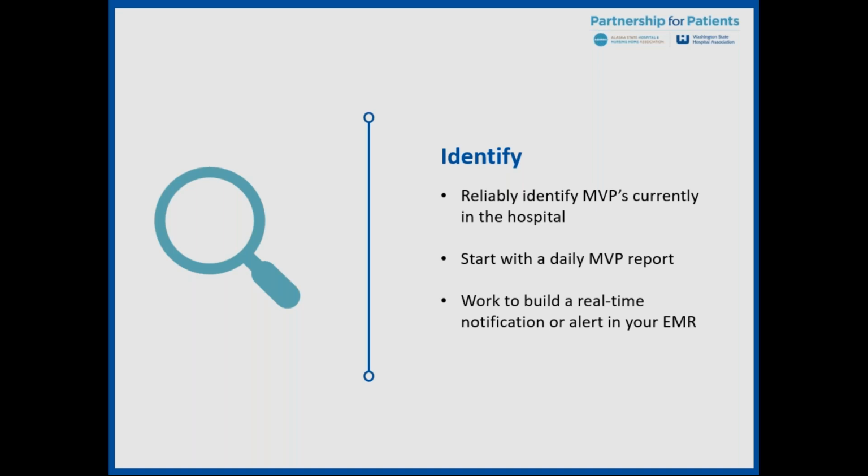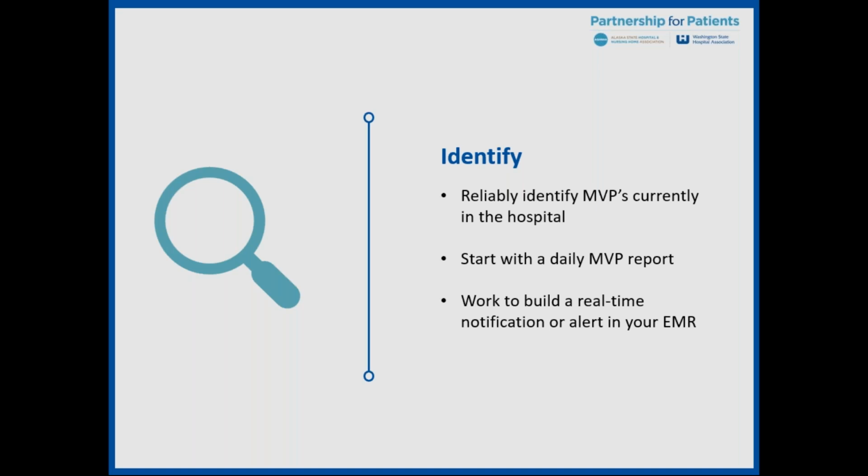Most of our electronic health records don't have an easy way that you can set up a flag or a report for a specific population. So we cannot provide services to these MVP patients until we can reliably identify them as they're admitted to the hospital. And so that does take some work with technology at your facility, but there are ways that you can get started in identifying your MVPs in a little more manual process until you can get that electronic process set up.